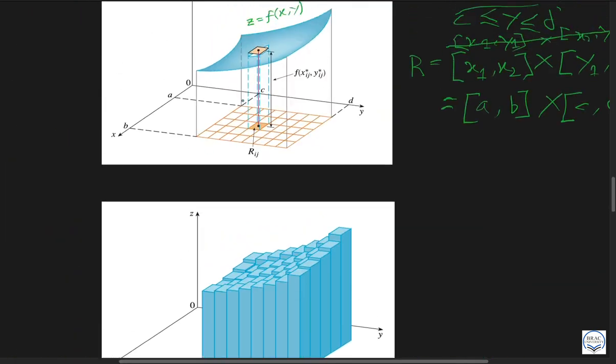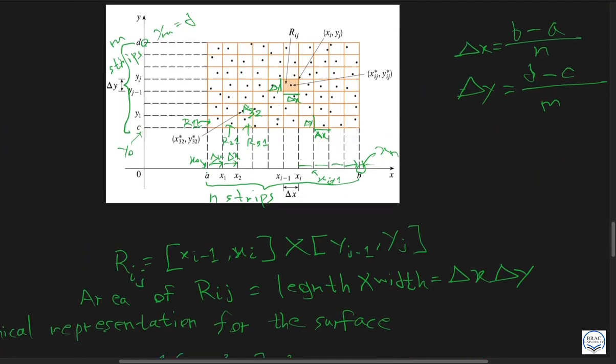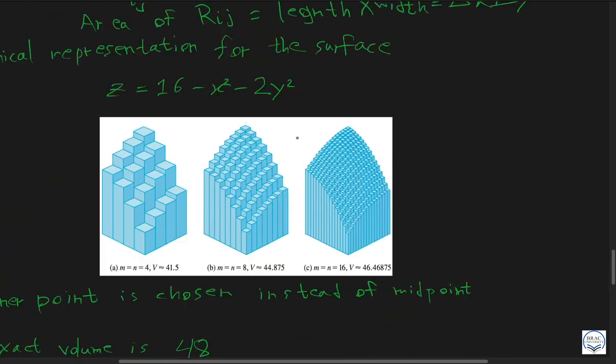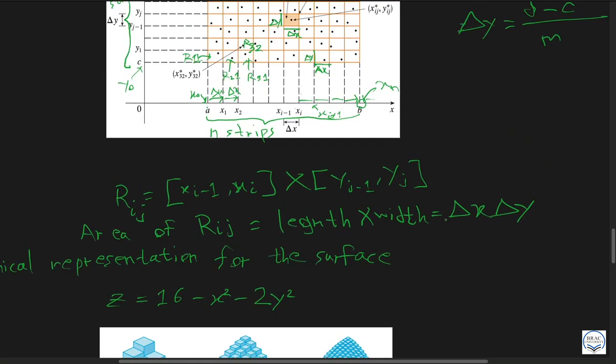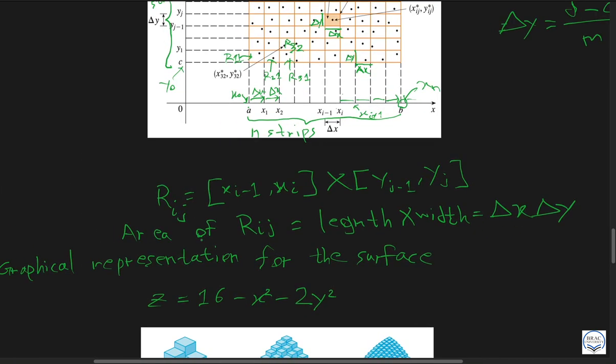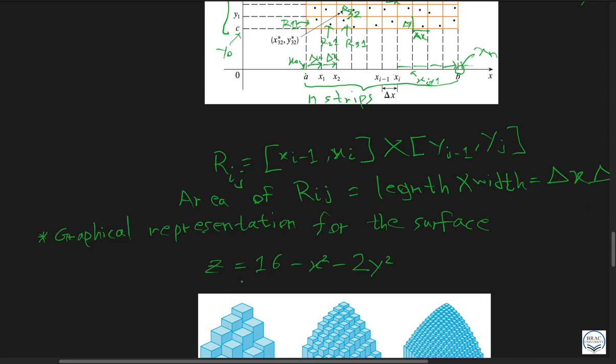And the length is, let's say, delta x, then the height or the width is delta y. Right. So the base area over here, that is like the area of a rectangular region, the small base area of each of the smaller rectangles is delta x times delta y.